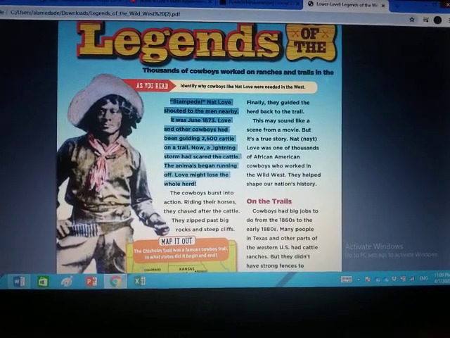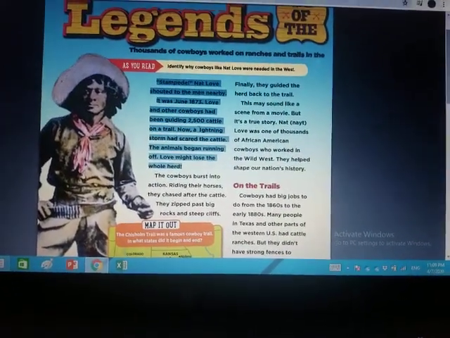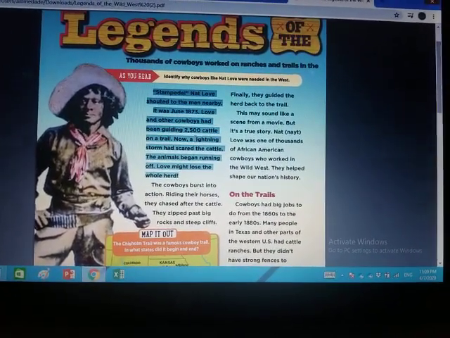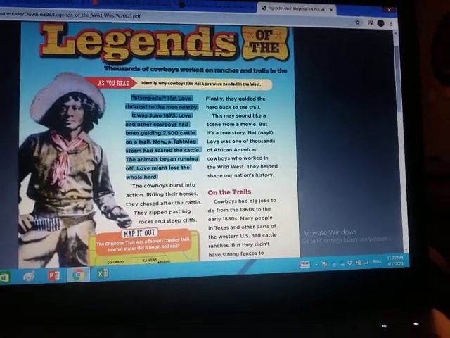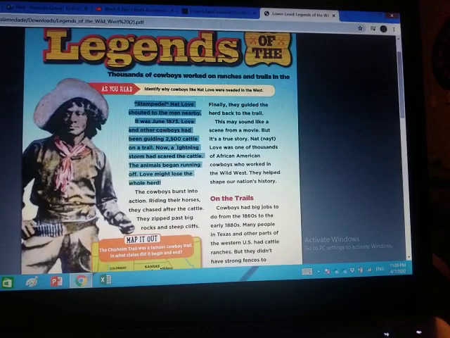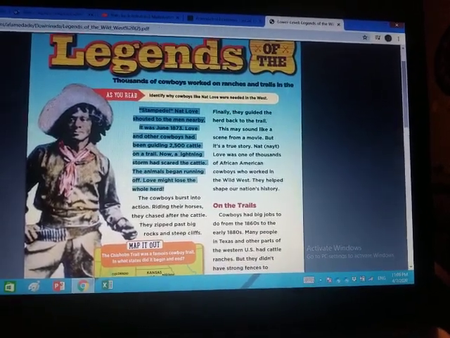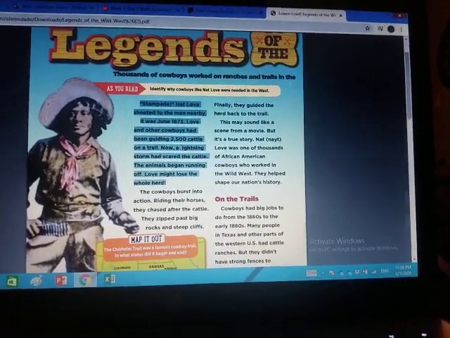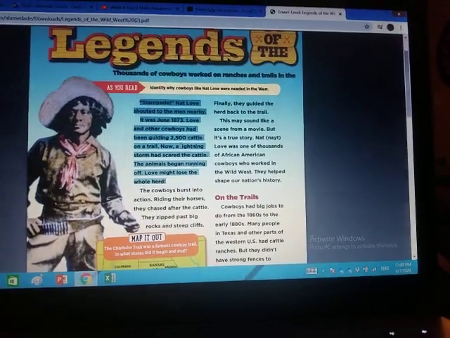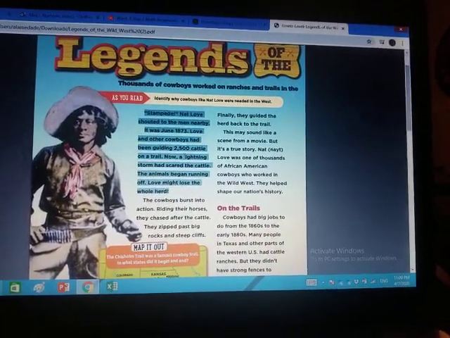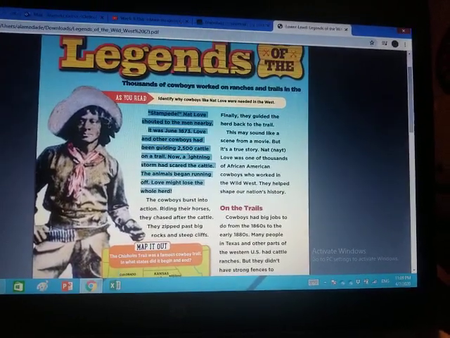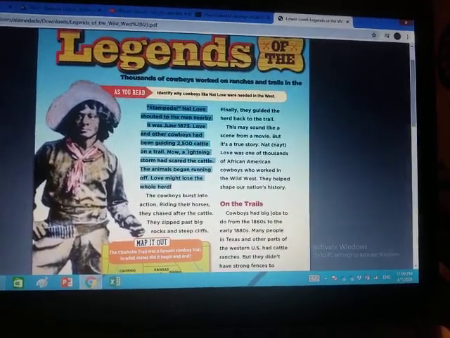Tell me what's the reason for this. Why are they talking about Nate Love? Why are they talking about the cattle, African Americans? Read that over again and tell me why the author is telling you about this, okay? What is the purpose of that? To inform you? To persuade you? Is it to entertain you?